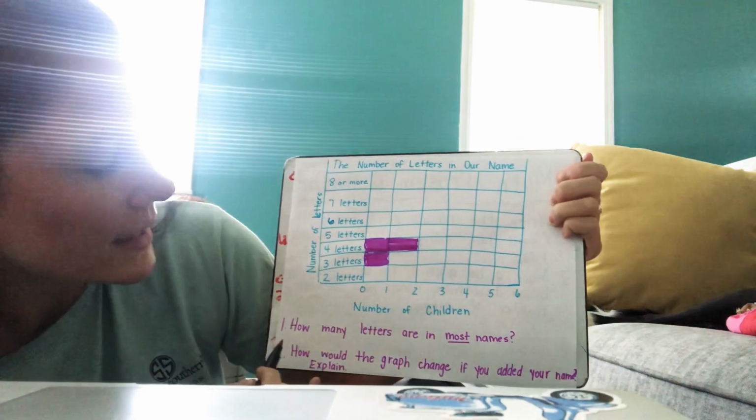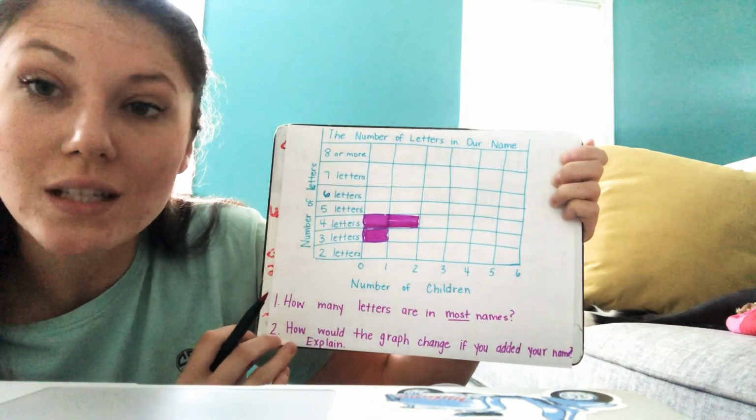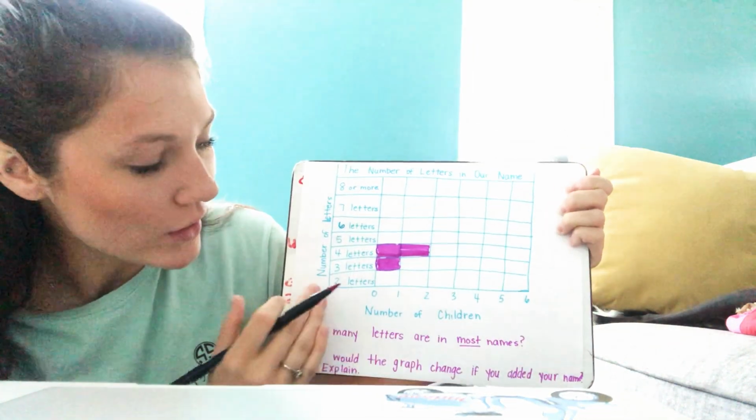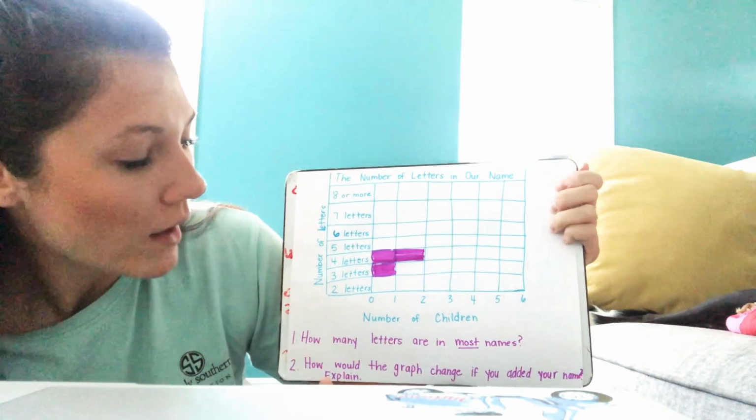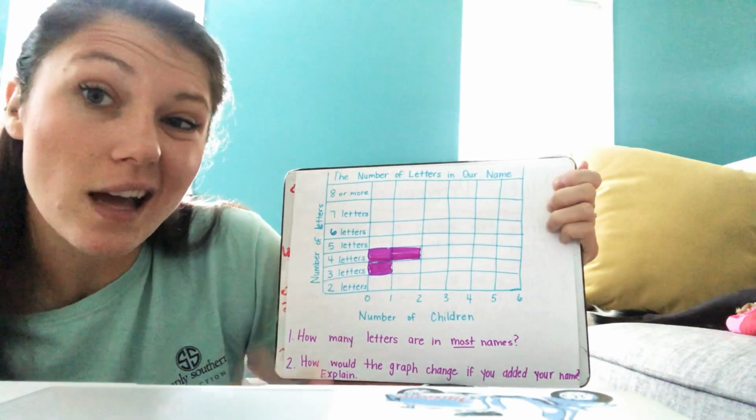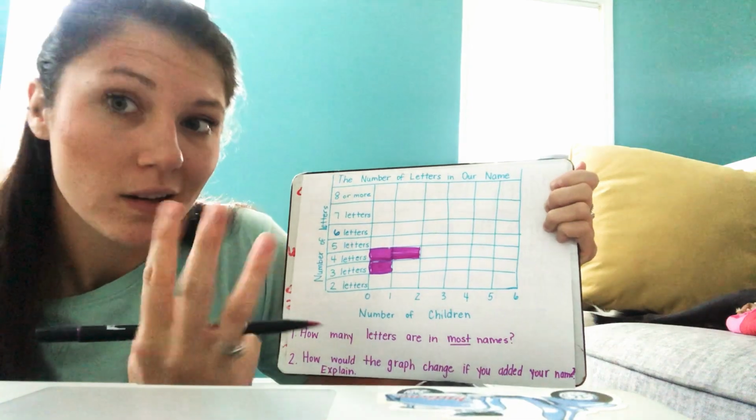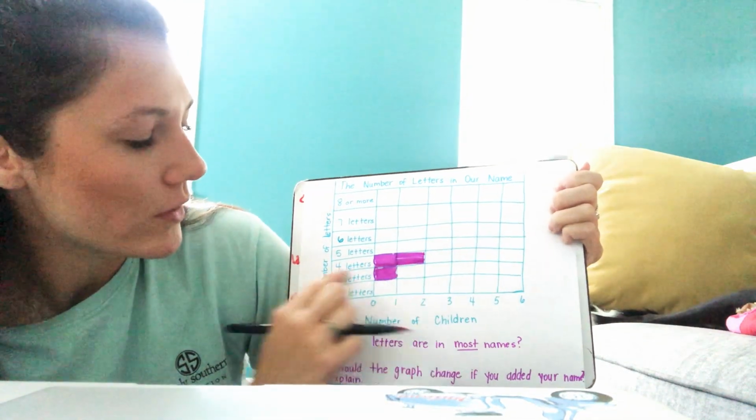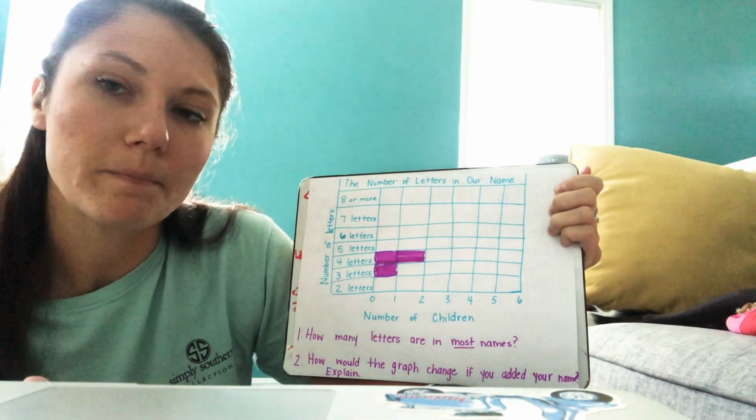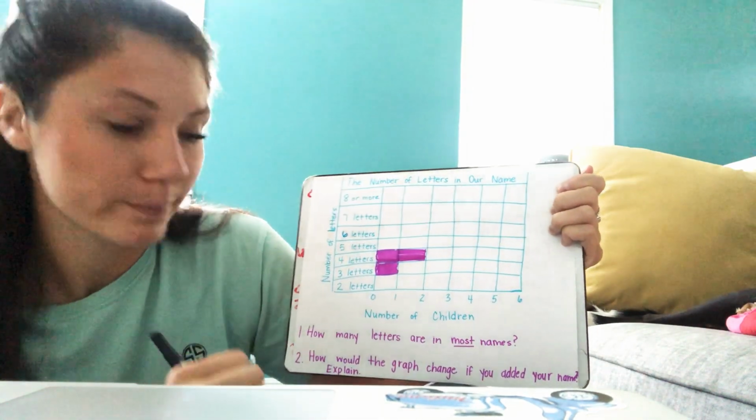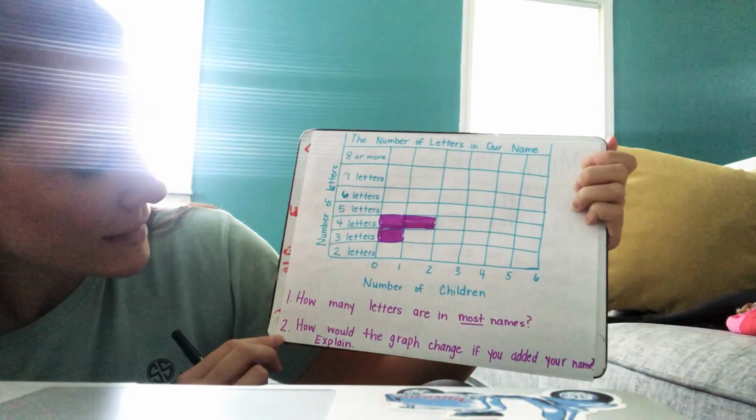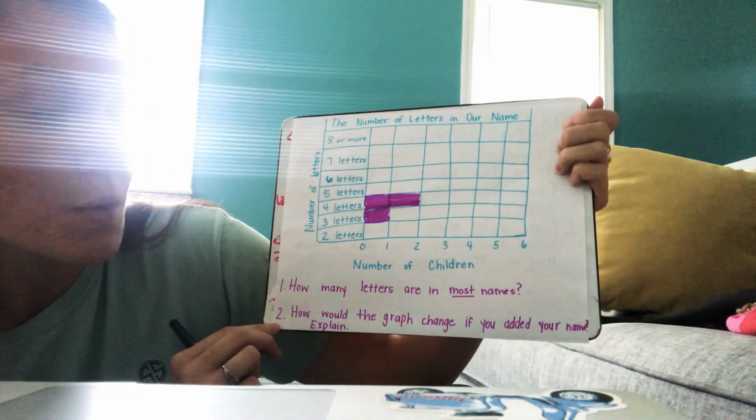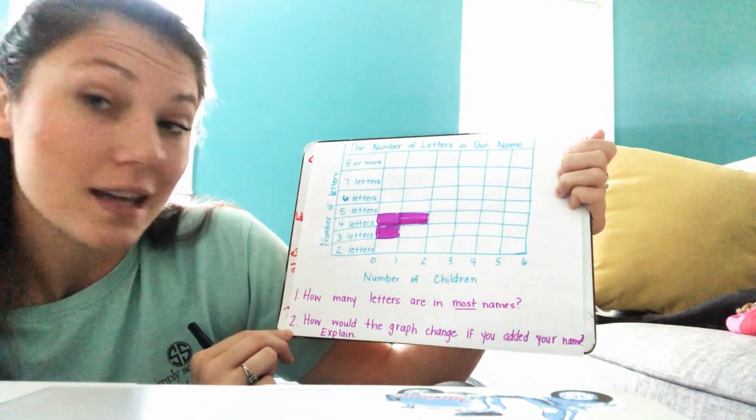Down here at the bottom it says how many letters are in most names. So how many letters, based on my graph, are in most names? Well, since I only graphed 3 people, I'm showing that there are 4 letters in the names of my friends. So more people have 4 letters in their name. And at the bottom, it says, how would the graph change if you added your name? And then I want you to explain.